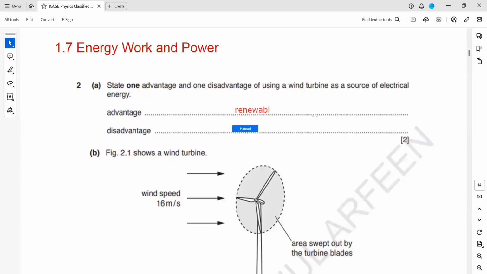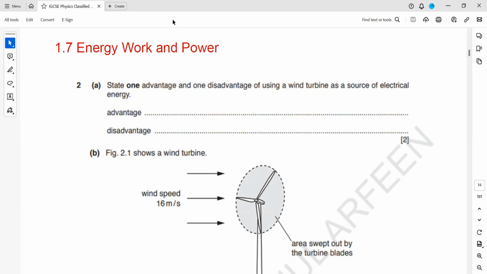So we have the block one, classified questions, page number 14. State one advantage and one disadvantage of using wind turbines. So renewable, that's right, renewable energy resources or low running cost is there. And it's not reliable because the wind speed changes throughout the day. It takes a lot of space. That's good. Noisy. That's also correct.